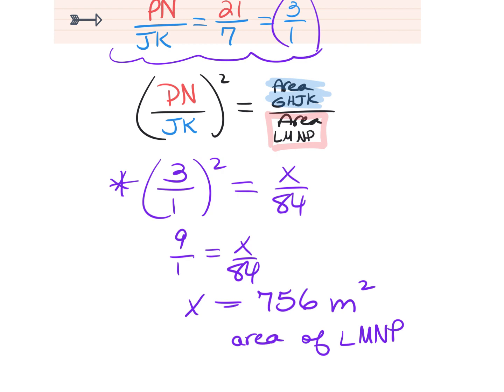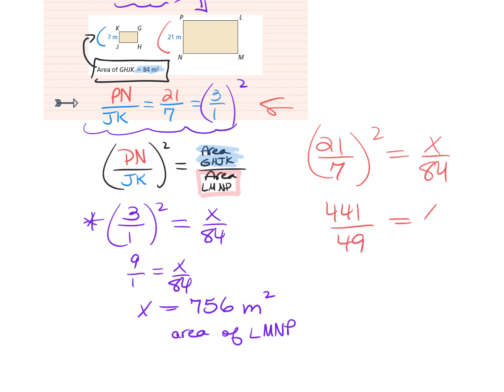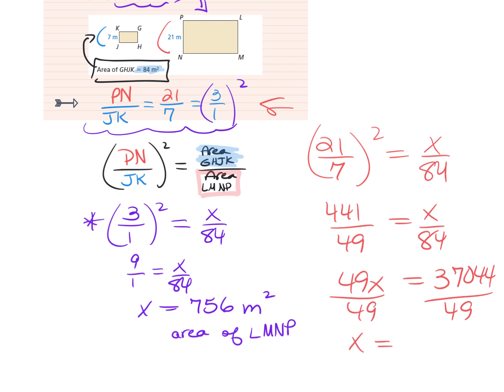Now, if you didn't want to simplify the fraction and you wanted to work with it as the 21 over 7, you could still do that. However, your number is going to get really large. This will give you 441 over 49. And then cross multiply. And then you get 37,044. And then you have to divide. But again, you're using calculators, so it wouldn't be that bad. But in the past, we did not use calculators for this chapter. So it was kind of intense on the calculations.